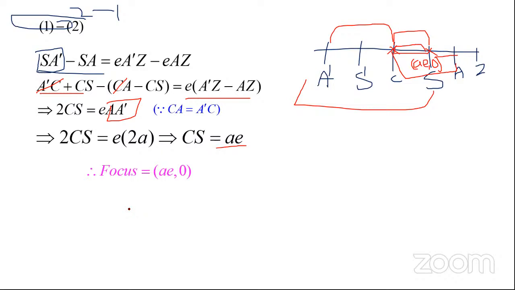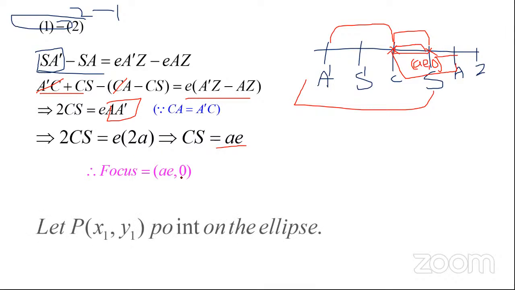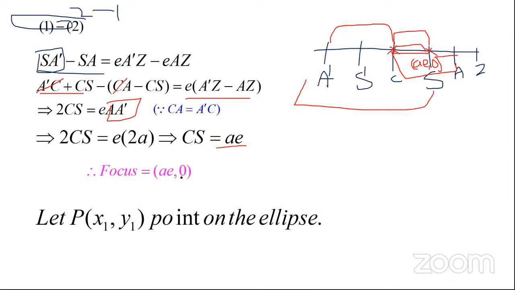First we are doing that: 1 plus 2 gives the CZ equation, that is nothing but the directrix equation, and 2 minus 1 gives the focus, that is AE comma 0. So I'm taking a point P on the ellipse, that is x1 comma y1. Then we know the conic formula SP by PM equal to E, which is less than 1, that is called an ellipse.